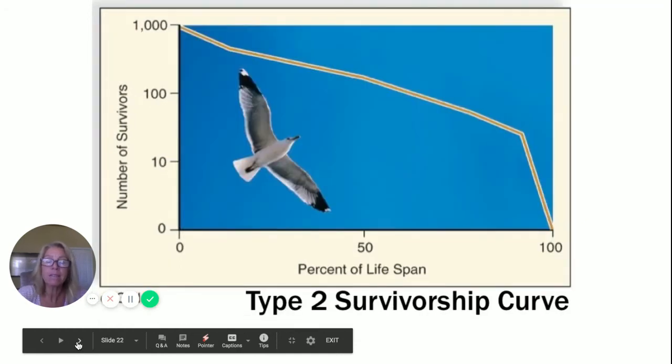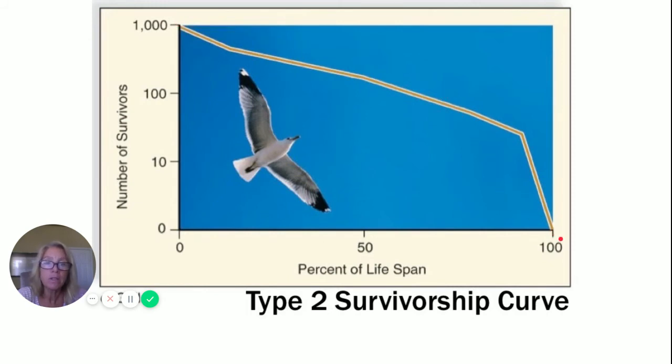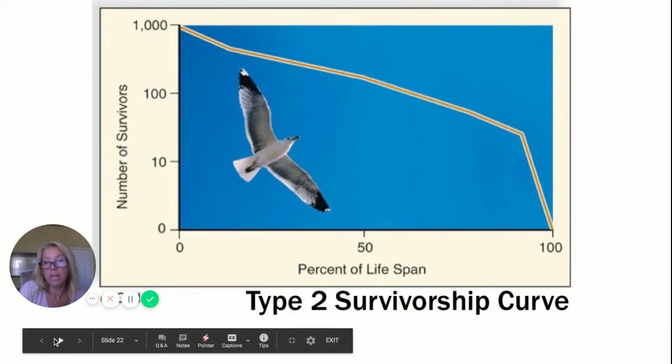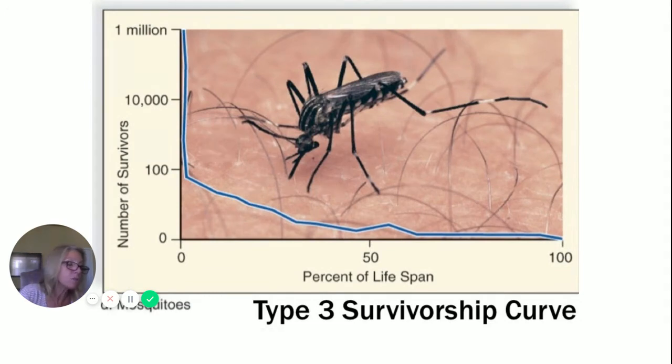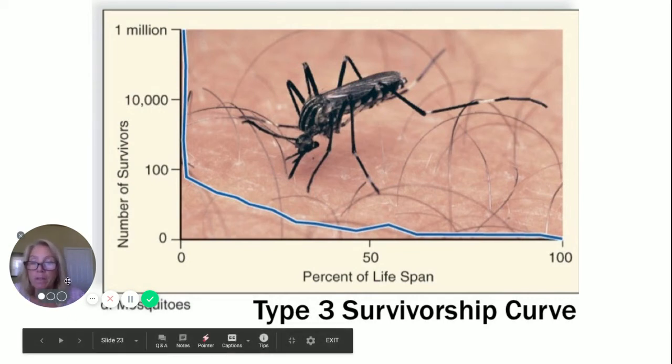Okay, so next let's talk about a type 2 survivorship curve. Look where we are. We start at 1,000. We end here, at the percentage of your lifespan. It's how we're going about getting there, right? The numbers. So for type 2, individuals die at a constant rate across their lifespan. This is typical of birds and rodents. And then type 3 survivorship curves, most individuals die early in life, like fish, invertebrates, and plants.